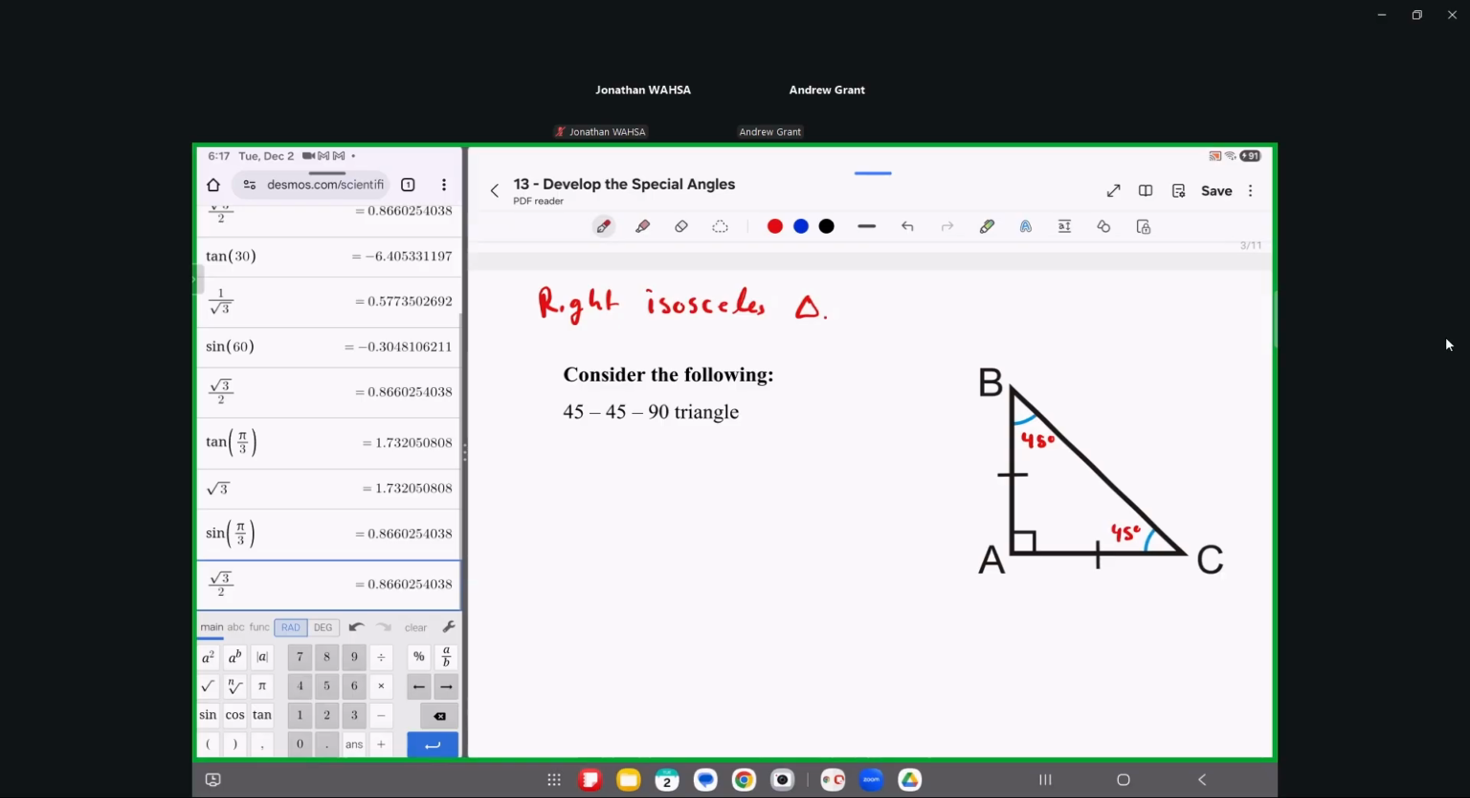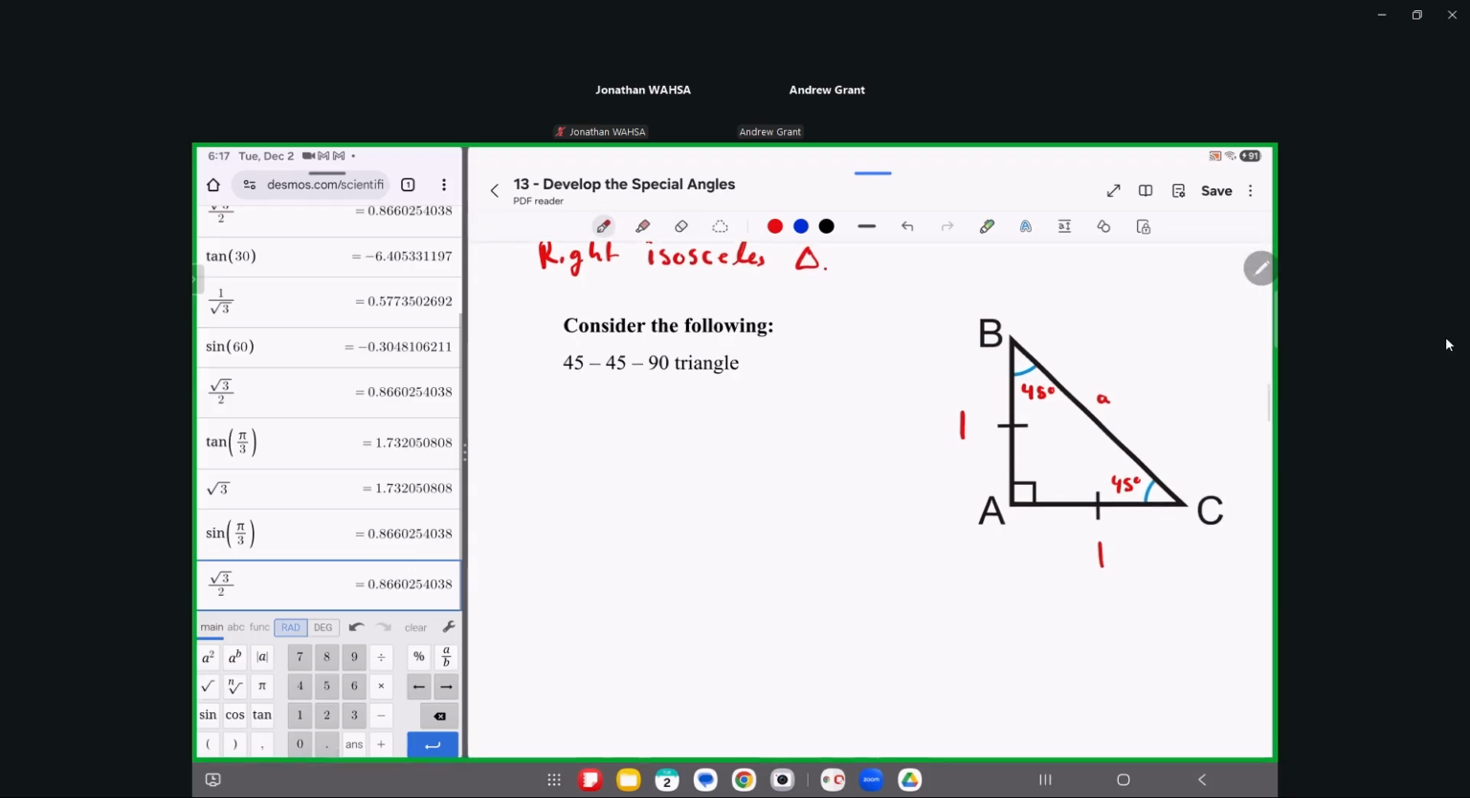And through a similar exercise, you might be wondering, what's a good side length for this? As it turns out, 1 is an excellent side length to be using. And so we can figure out the hypotenuse, say little a, by saying that 1 squared plus 1 squared equals little a squared. 1 plus 1 is equal to a squared. 2 is equal to a squared. Taking the square root of both sides, the square root of 2 is equal to a.